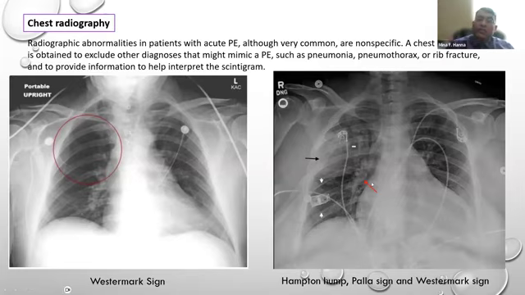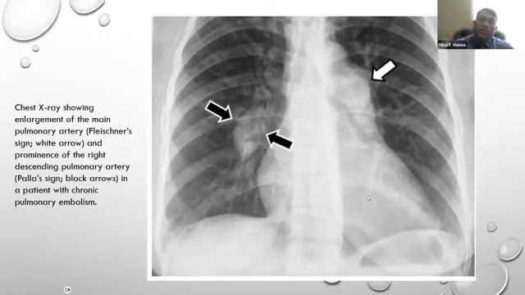Palla sign: dilated right main pulmonary artery, and Westermark sign, again, there is oligemic change. So when you see the right pulmonary artery dilated, okay, and you see this Hampton hump sign and the oligemic changes, this means there is central pulmonary embolus. The main pulmonary artery is slightly convex here. This is something else to keep in mind for pulmonary arterial hypertension. As we mentioned, there is dilated pulmonary artery, okay, and there is dilated right main pulmonary artery. This dilated pulmonary artery, they give it Fleischner sign, and this sign is called Palla sign.